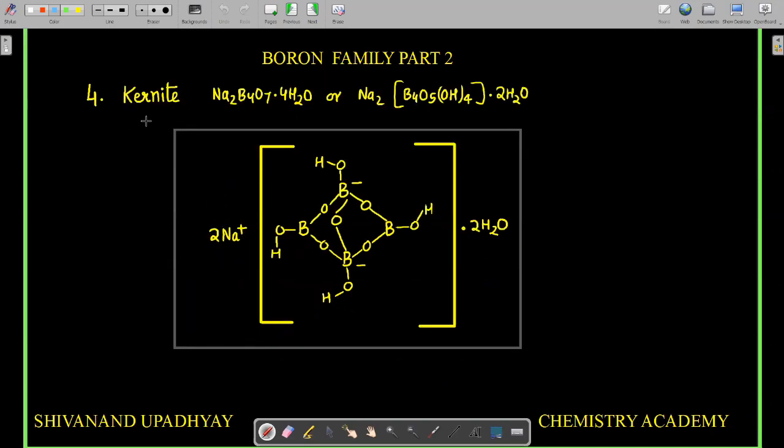Another ore of boron is kernite, which is chemically Na2B4O7.4H2O. A similar structure is here also. It has only 2 waters of crystallization. So they can ask for the number of waters of crystallization, they can give the formula of this kernite and borax, which is also given in NCERT.